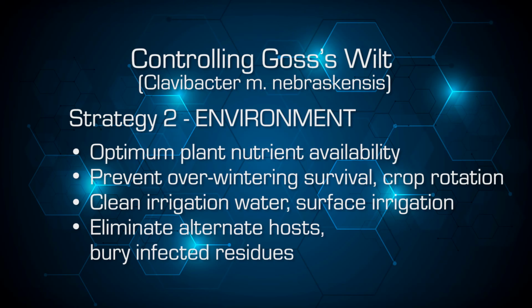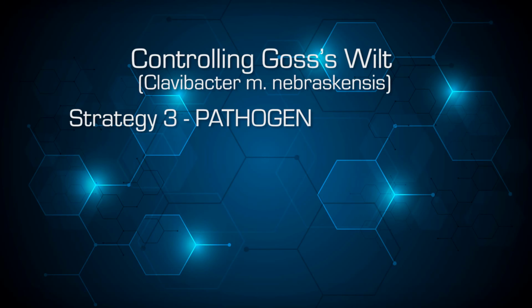Starting out with clean seed used to be effective, at least when Goss's wilt would move into a cornfield. It would usually be late in the season and our losses would be minimized. It's pretty much impossible for us to have Clavibacter-free seed now because of the extent of this disease. It's become an endemic disease throughout North America, and the probability of having completely clean seed is pretty remote.